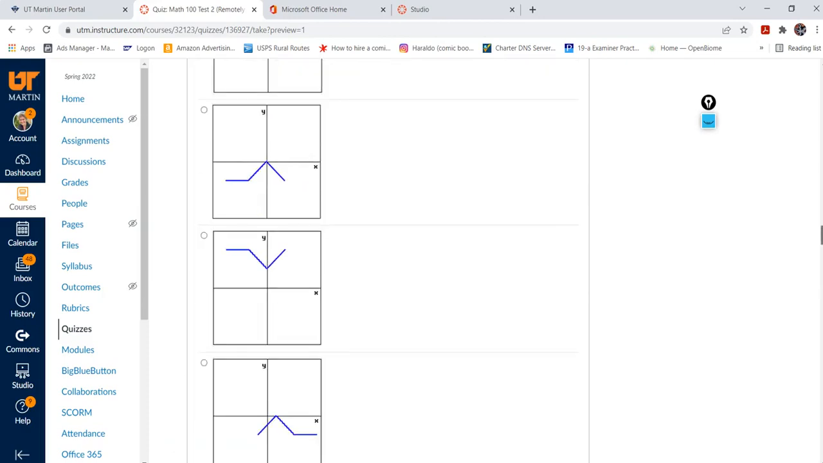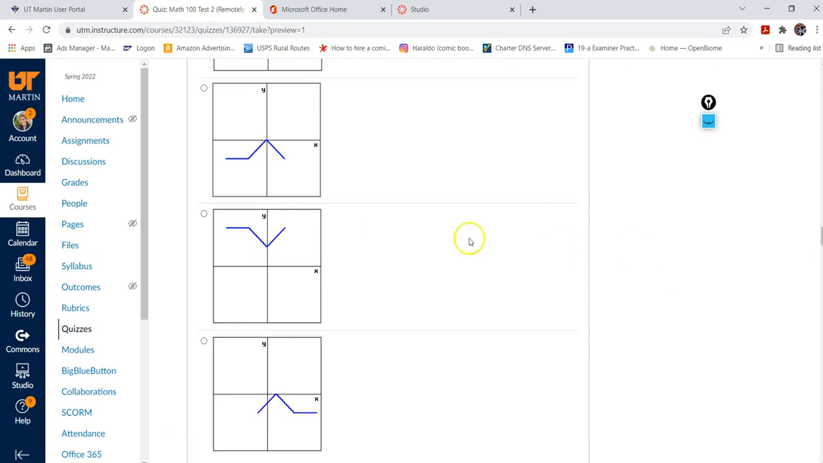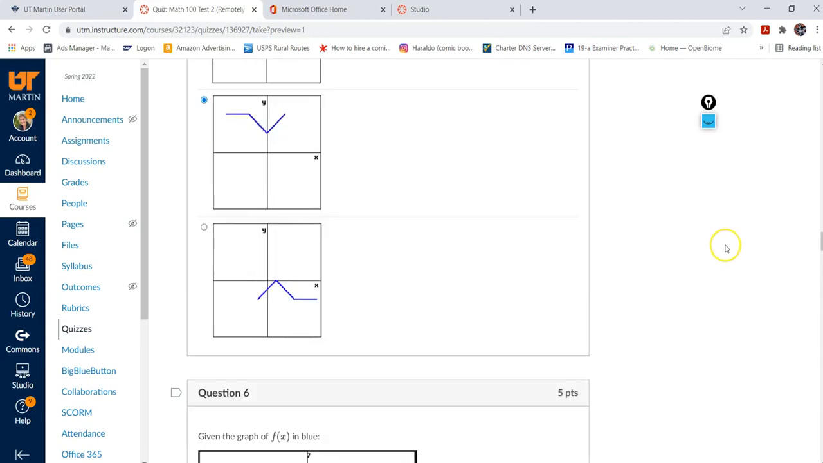So the only one that does that, a y reflection and then shifted up, and there's no scale here, so that's the only one that it can be. I wasn't sure how much 3 was, I just knew it would be above. So that's the one I'm going to answer.